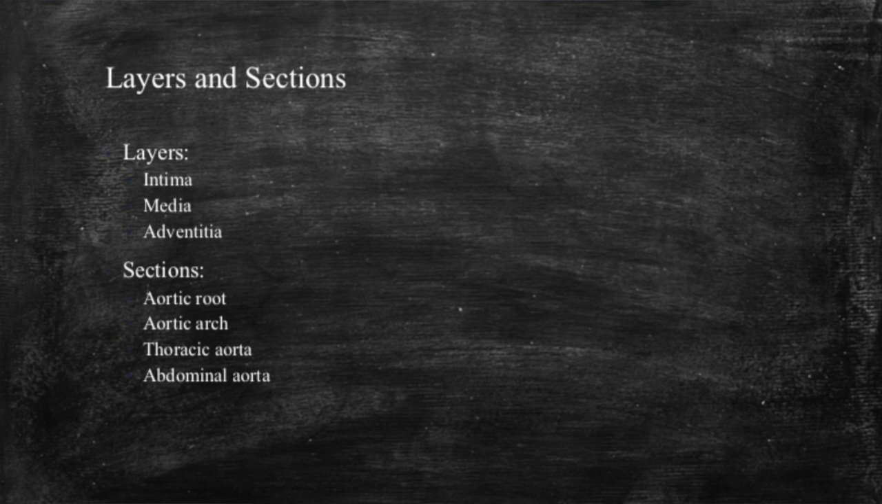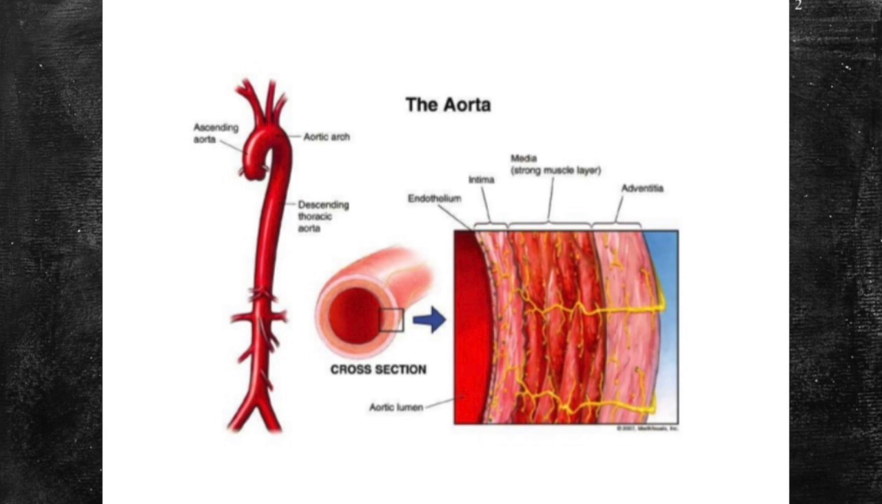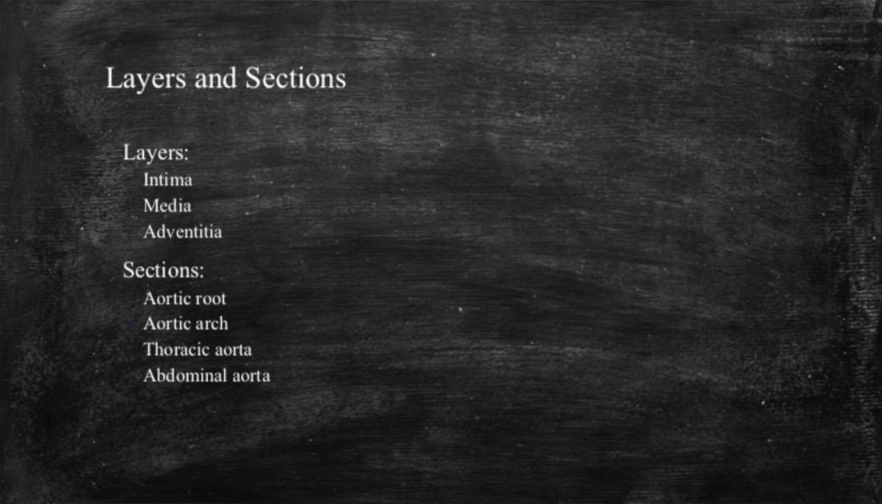Significant aspects of the aorta include the composition of the aortic wall and its different sections. The aorta is made up of 3 layers: a thin inner lining called the intima, an elastic middle layer called the media, and a thin outer layer called the adventitia. The lumen is the central cavity of the aorta where the blood flows. Specifications are made in regards to where the aorta is located in the body.